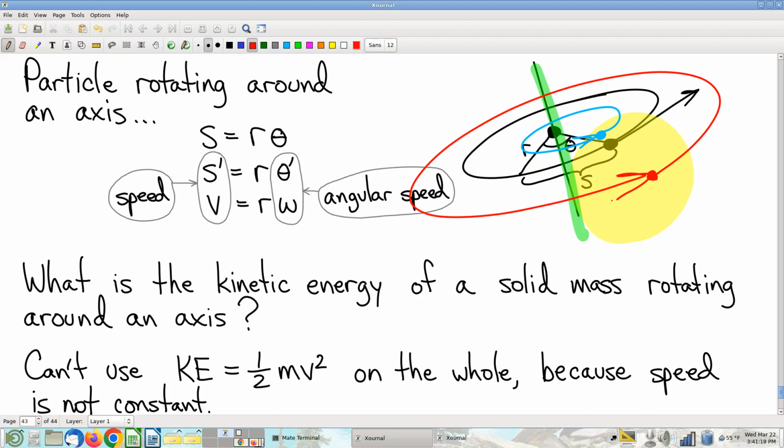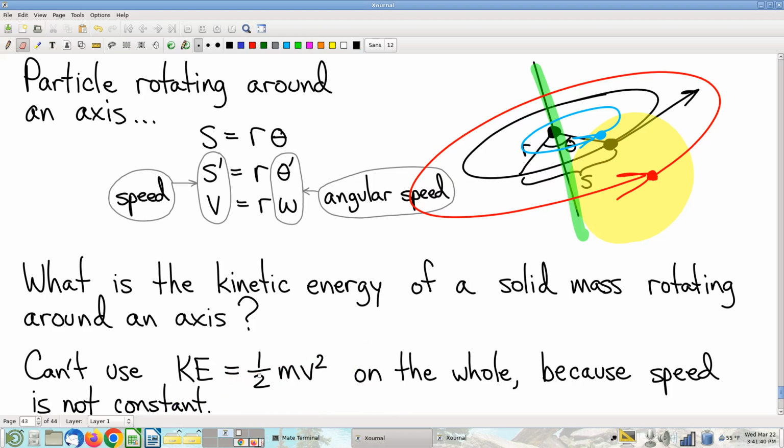So if I wanted to use this formula right here, 1/2 mv squared for kinetic energy, which speed would I use? There is no speed to use. There is no shared speed. It's a different speed for each particle in this lump. So, can't use this formula.